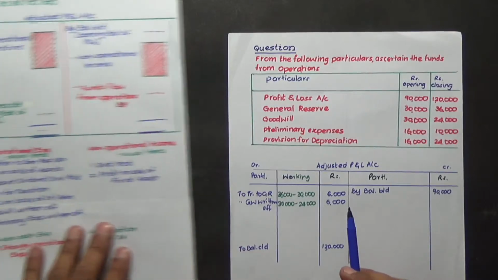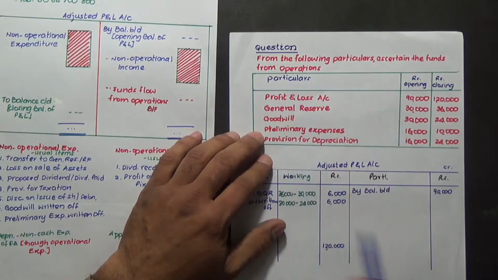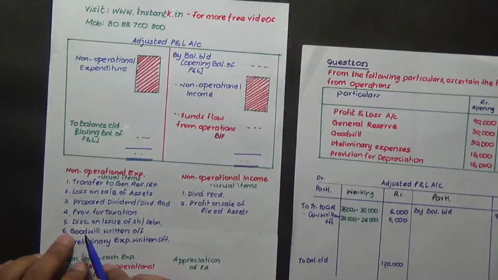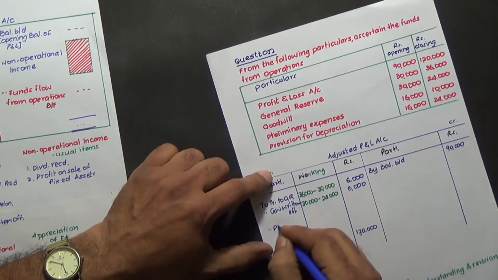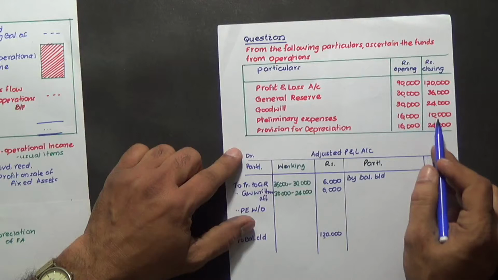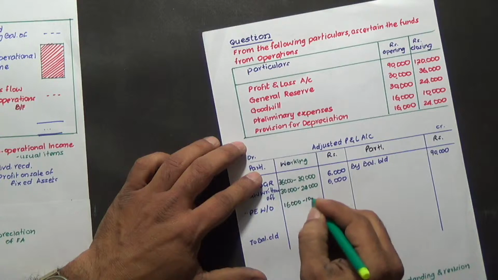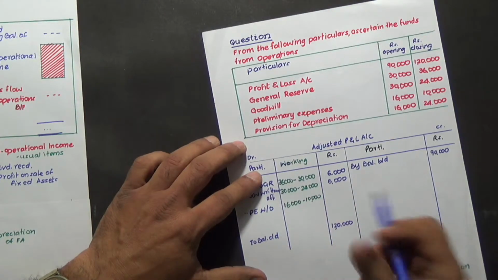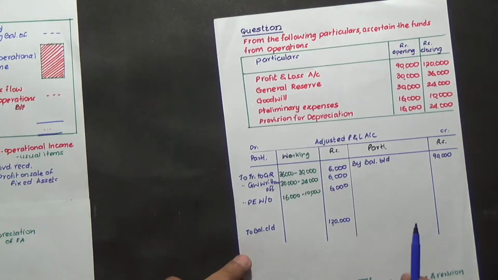Next, the third item given in the problem, we finished general reserve and goodwill, is preliminary expenses written off. Here we can see preliminary expenses written off. It is debited to P&L adjustment. That's exactly what we are going to do here. Preliminary expenses went from 16,000 to 10,000. That decrease is due to write-off. So 6,000 is written off.